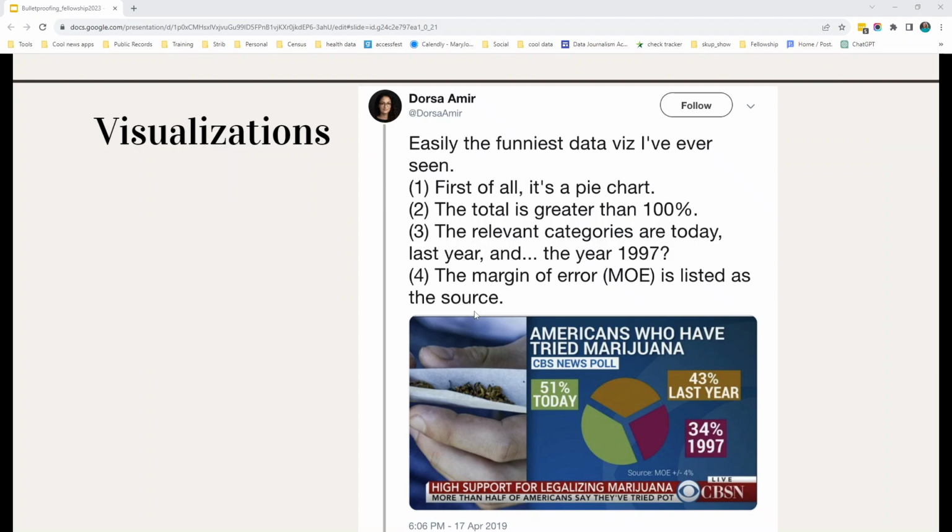I'm not going to spend much time on this because we have other sessions on visualizations, but I just want to point out that misleading or just plain wrong visualizations can also sink your story. So all the fact checking and bulletproofing you do for your story should also be done on your visualizations.